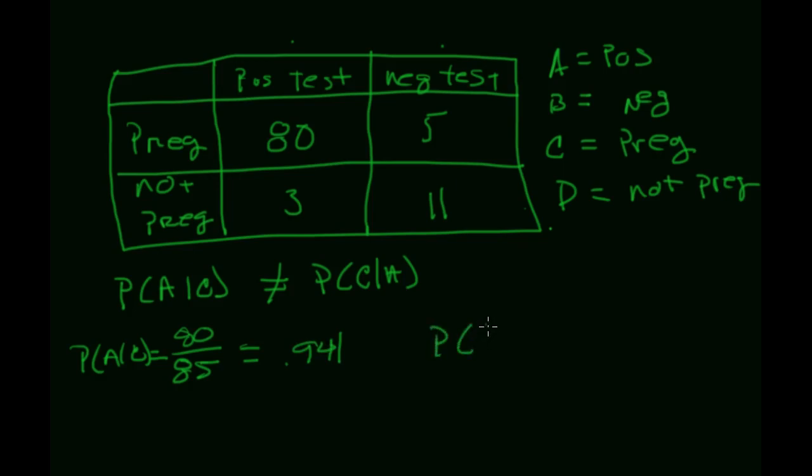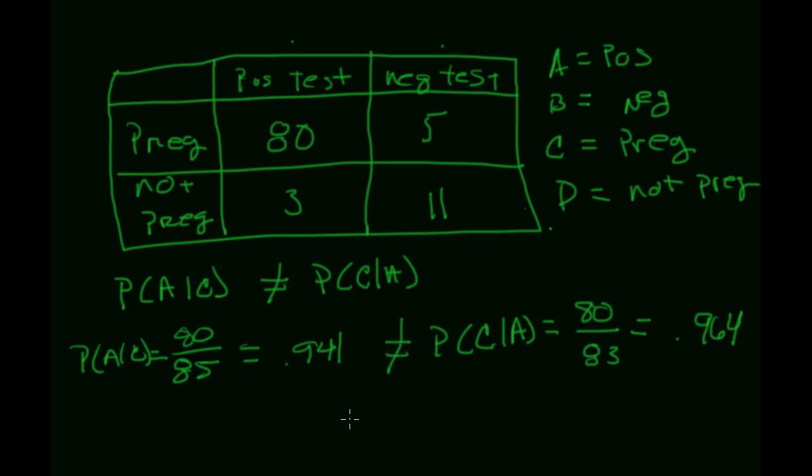If I look at its inverse, the probability of C given A, well, A is that you had a positive test result. There are 83 people who had a positive test result, and 80 of them were pregnant. So that's pregnant given a positive test result. And that works out to be approximately 0.964. These two values are not the same.